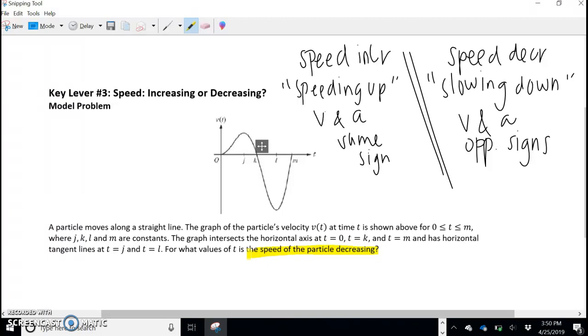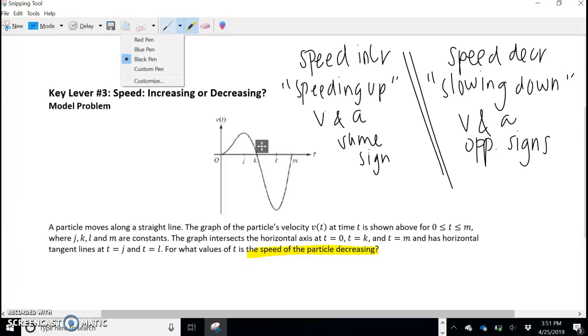And when I think about that, I'm relating that over to this big idea over here on the right. That means that velocity and acceleration need to have opposite signs. Well, this is a velocity graph, so I should be able to at least identify, it's pretty straightforward, when velocity is positive and when velocity is negative.